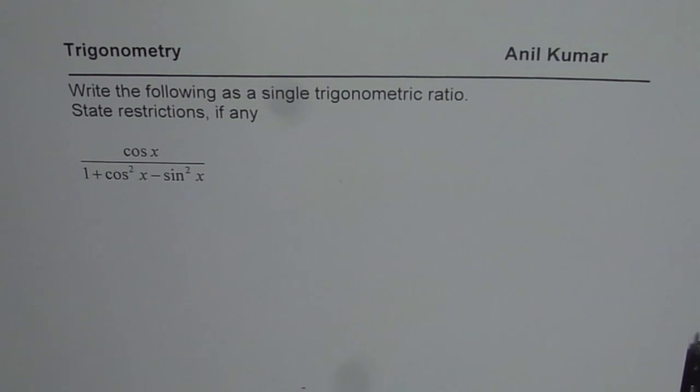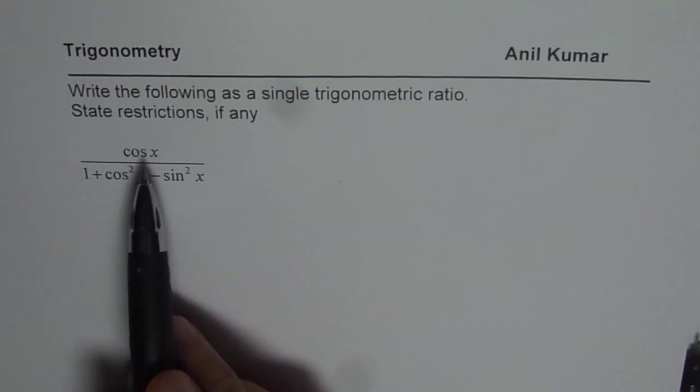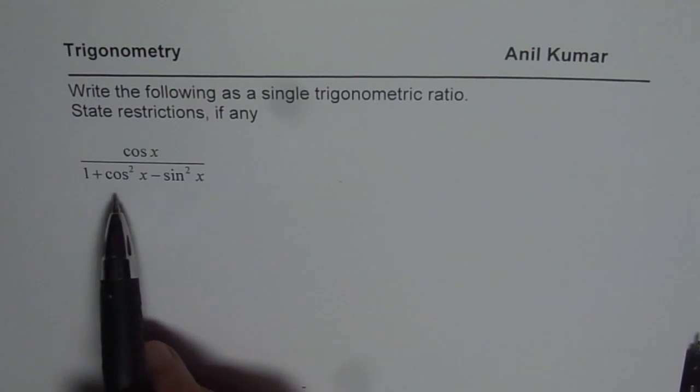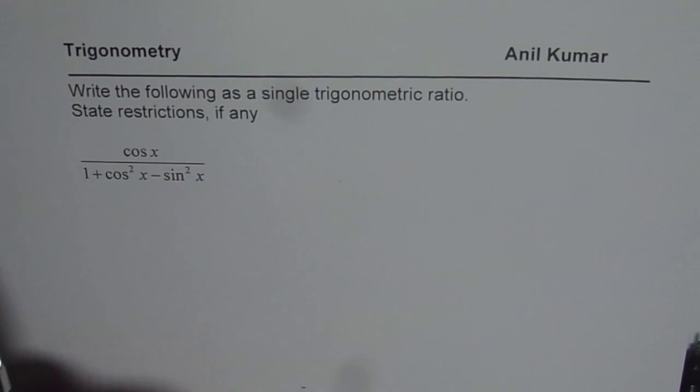The question here is, write the following as a single trigonometric ratio. State restrictions, if any. Cos x divided by 1 plus cos square x minus sin square x.